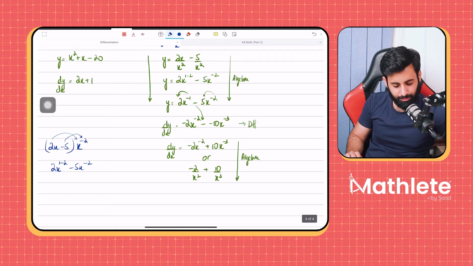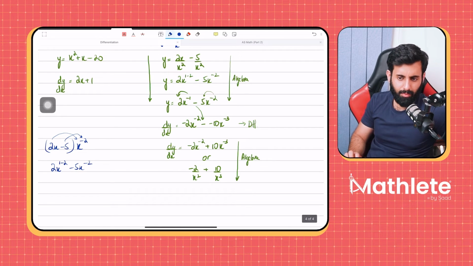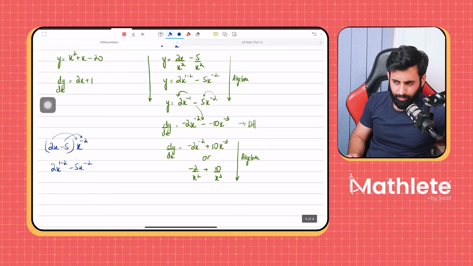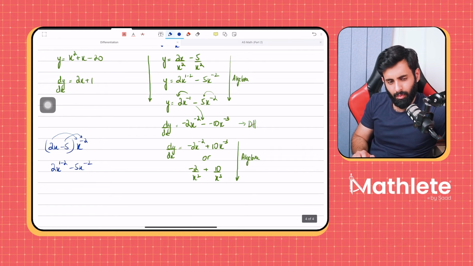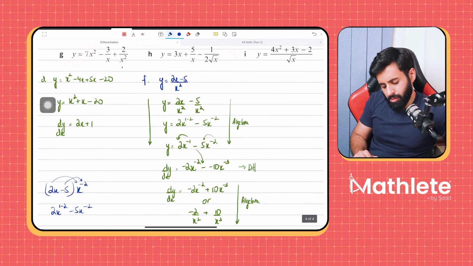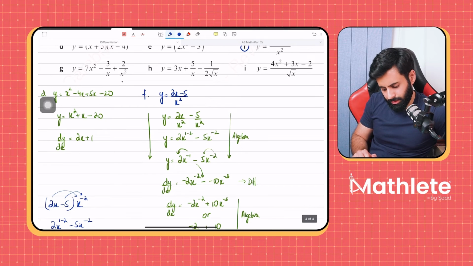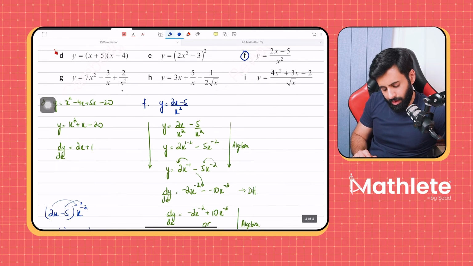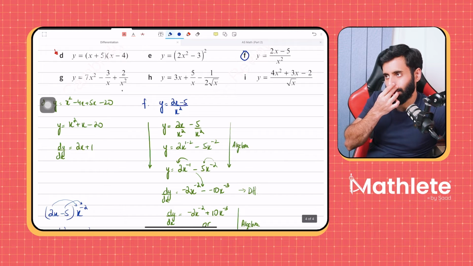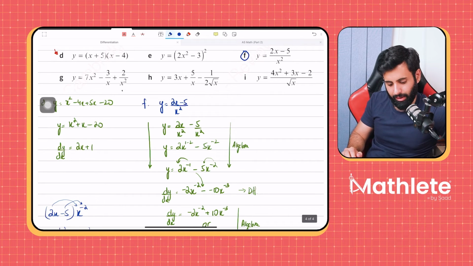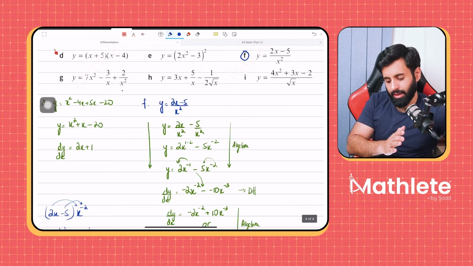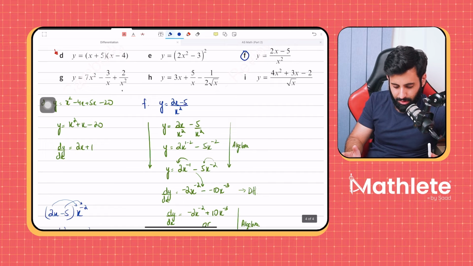Nothing to worry about. Can I use this approach every single time I have this kind of question, or would it depend on the type of question? You can. But the thing is, if you have a common denominator and multiple terms in the numerator, then before you start differentiating, it's always a good idea to separate the fraction and then go ahead with differentiation.